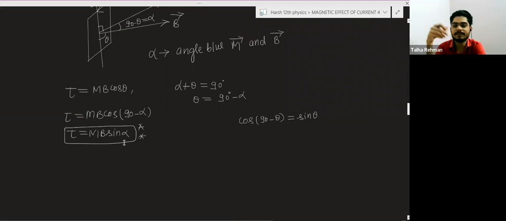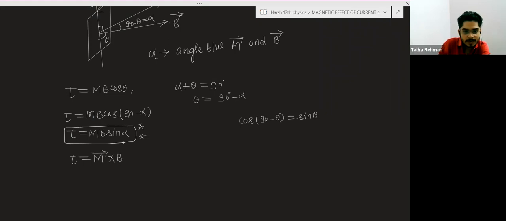Alpha is the angle between the magnetic moment and the magnetic field. So I can write this formula in the form M cross B. In electrostatics, we have seen that the torque on the dipole is P cross E. There P was the dipole moment and E is the electric field, and here M is the magnetic moment.